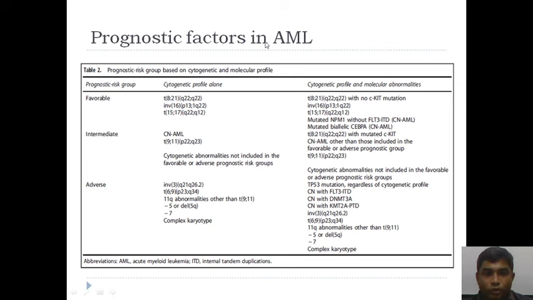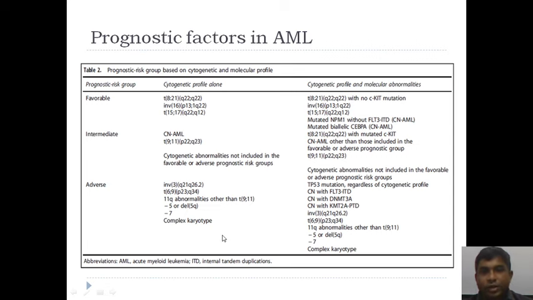In AML, acute myeloid leukemia, cytogenetics and genetic factors are more important in risk stratifying a case, which can be favorable, intermediate, or adverse. Favorable categories include translocation 8;21, inversion 16, and translocation 15;17, which is acute promyelocytic leukemia. We saw that this is a very aggressive disease, but because of the available therapy, it falls under the favorable group. Whereas adverse groups include inversion 3, translocation 6;9, monosomy 7, and complex karyotype.